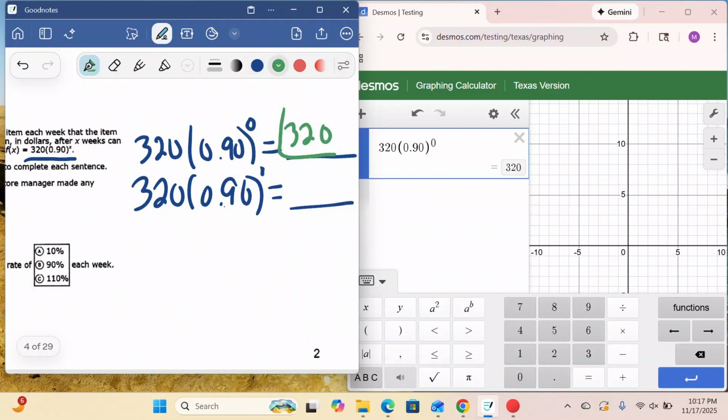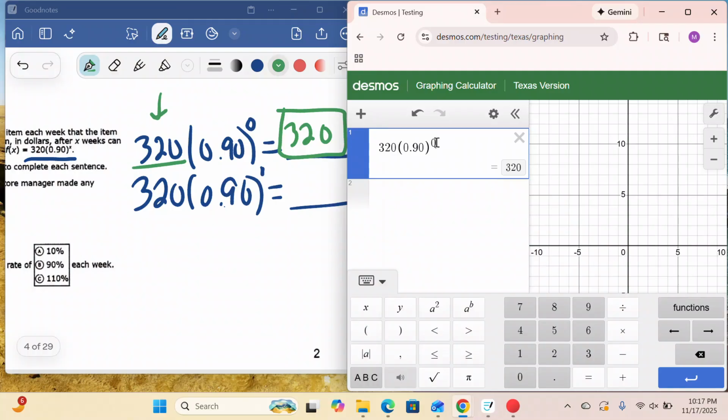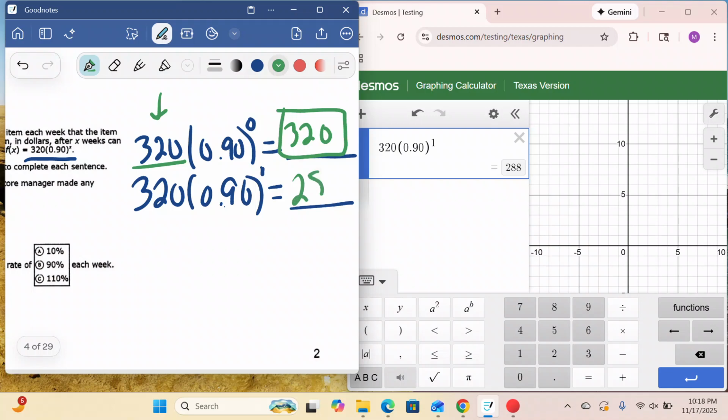So this right here is my initial price. Remember that this is our initial, this is our y-intercept. Just looking at this, the way the form is going. Now, in place of putting 0, I'm going to put what is my price after the first week. So instead of the 0, I'm going to scroll back and put 1. What happens after the first week? It goes down to 288. So I can already see it is a price decrease.